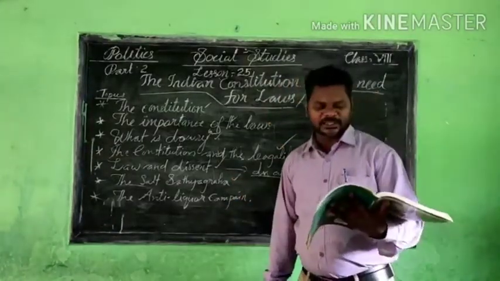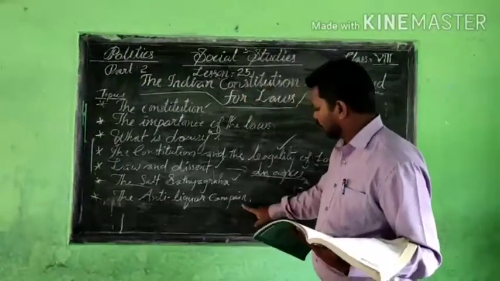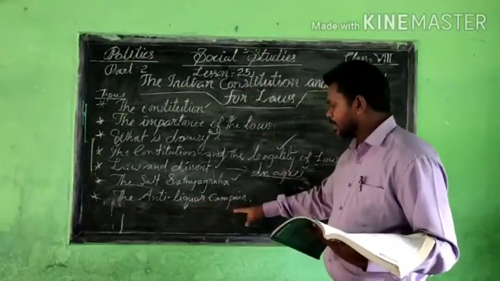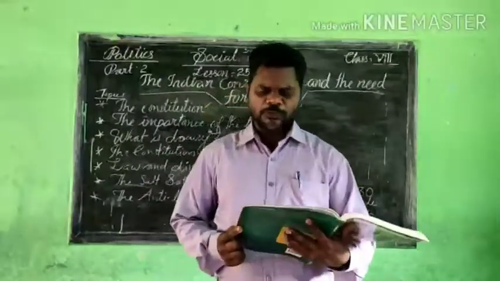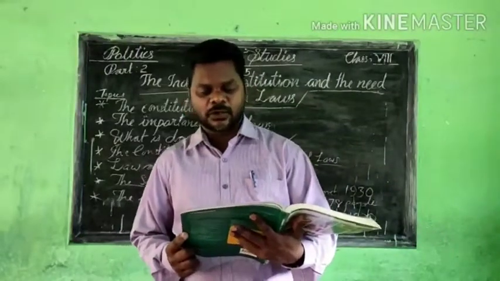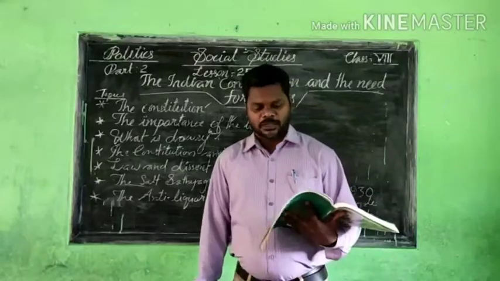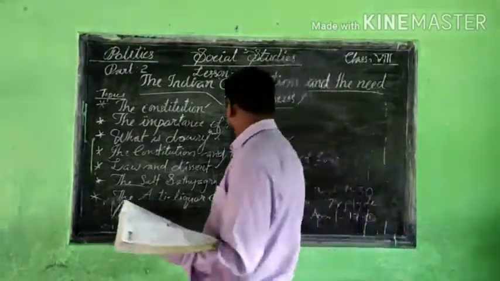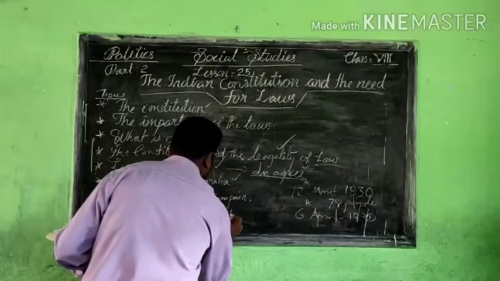Now, lastly, we have to go to the anti-liquor campaign. Maybe the last topic we are going to discuss now, the anti-liquor campaign. Here it is mentioned that in 1991, women from the Nellore district of Andhra Pradesh decided to tackle the growing alcohol dependency among the male members of their families. You know that this happened in 1991.